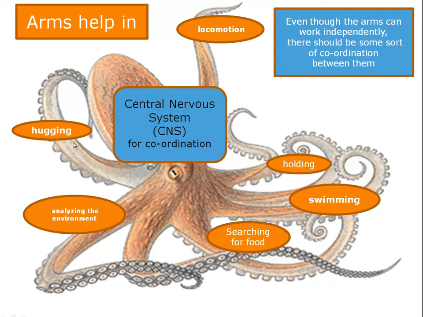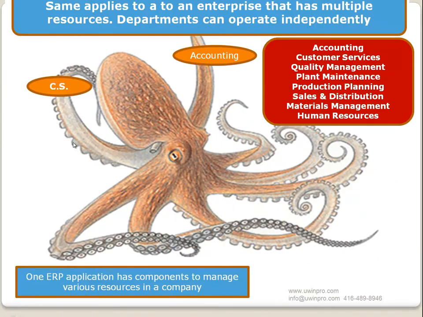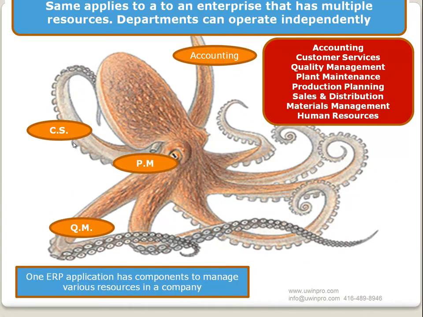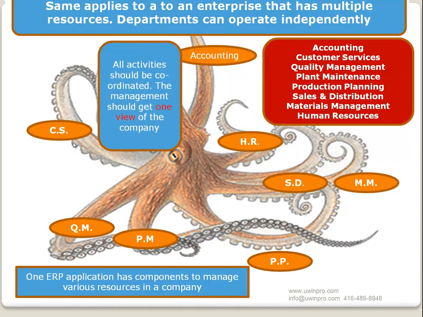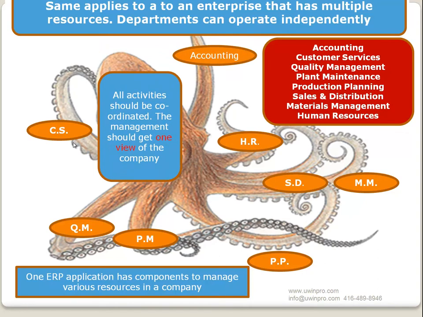Likewise, in a company we have accounting, customer services, production planning, sales and distribution, material management, human resources, and so on. So I can use an individual application to manage each of these resources. Accounting can function on its own, using a particular application. HR can function on its own. SD can function on its own.